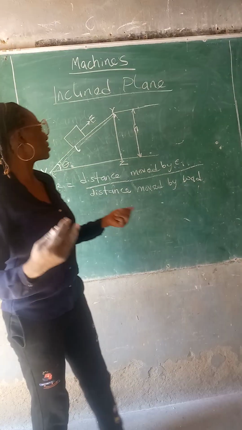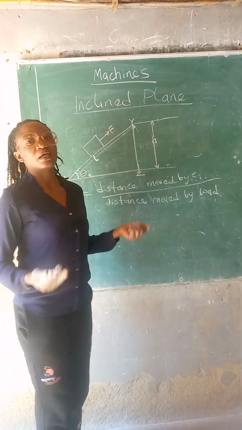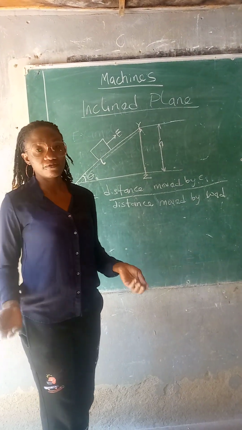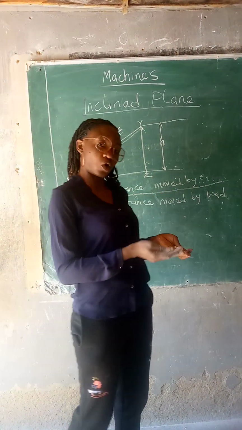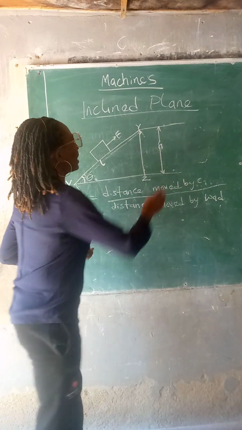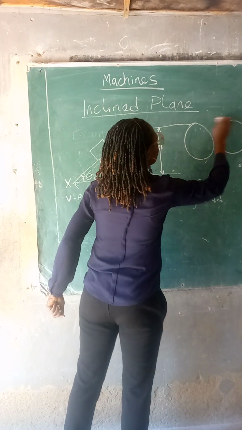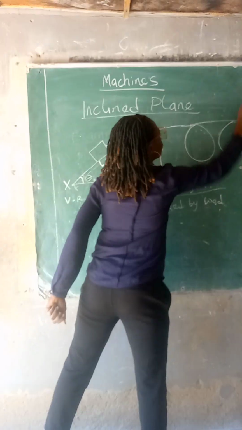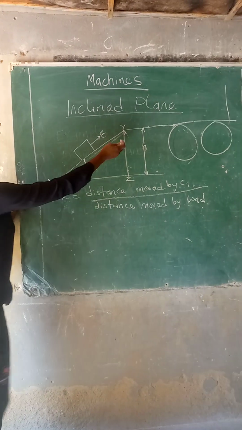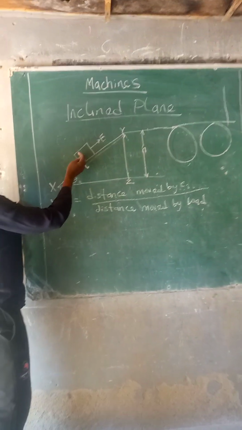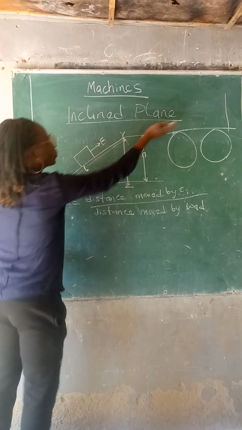We are going to be talking about inclined plane. An inclined plane is simply a machine that is used to lift heavy loads into trucks or vans. Now let's assume this is the back of a truck with its big tires. This is the truck, and this is the plank at the back of the truck. This is the drum of oil that is being pushed into the truck.